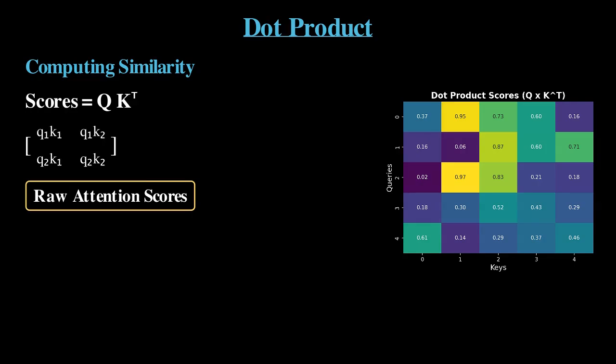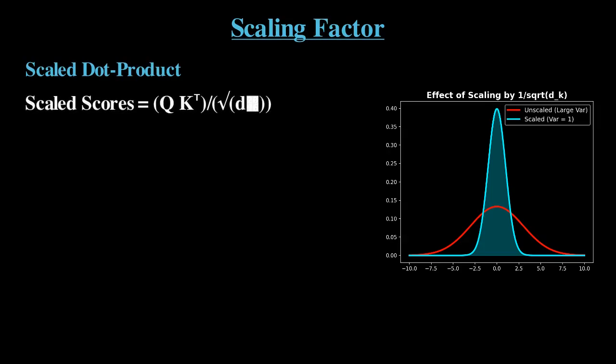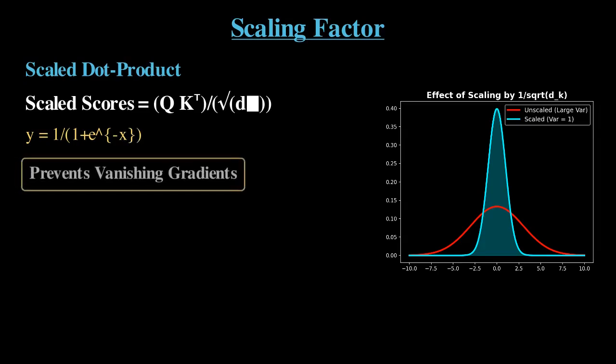However, as the hidden model dimension, formerly denoted as dk, grows larger, these raw dot products can become exceptionally enormous in magnitude. This dramatically pushes the subsequent softmax function into regions with extremely small gradients, severely exacerbating the vanishing gradient problem. To counteract this instability, we scale the raw dot products down by dividing them by the square root of dk.